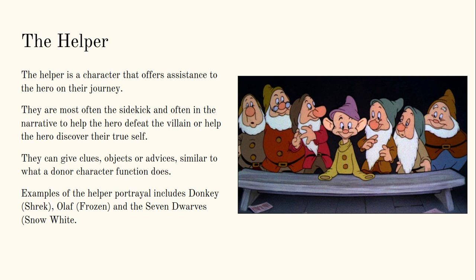So they can give clues, objects, or advice, similar to what a donor character does. But they're more for the ride. The donor mostly stays behind, and the helper often goes with the hero by assisting them on the journey. Examples of this character portrayal include Donkey from Shrek, Olaf, and the Seven Dwarfs. And these are the Seven Dwarfs, as we all know.